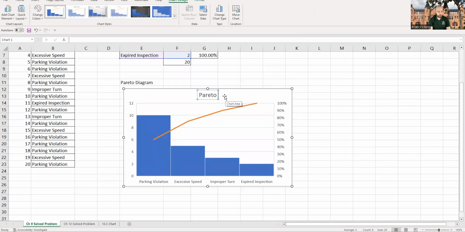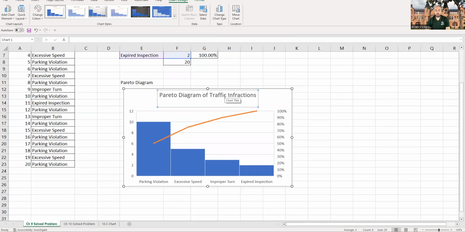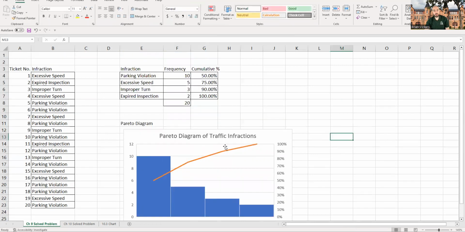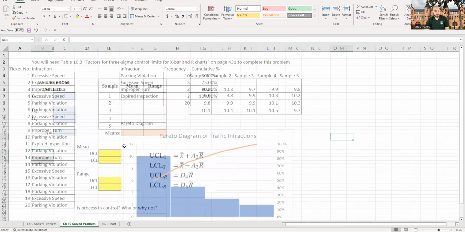So this would be, we call it a Pareto diagram of traffic infractions. Some kind of title, right? That explains what's going on. And then this one's done. That's chapter 9, solve problem, and you only have 1 assignment this week on that.